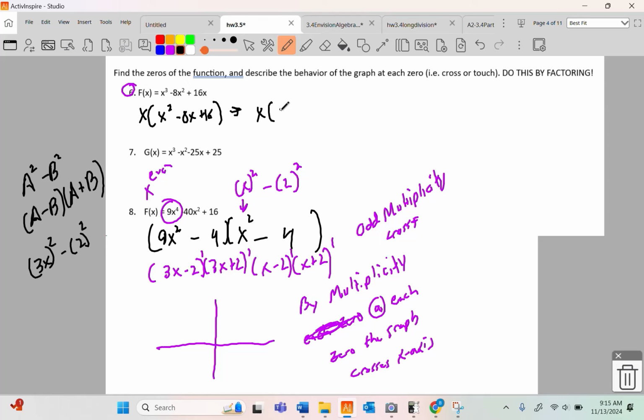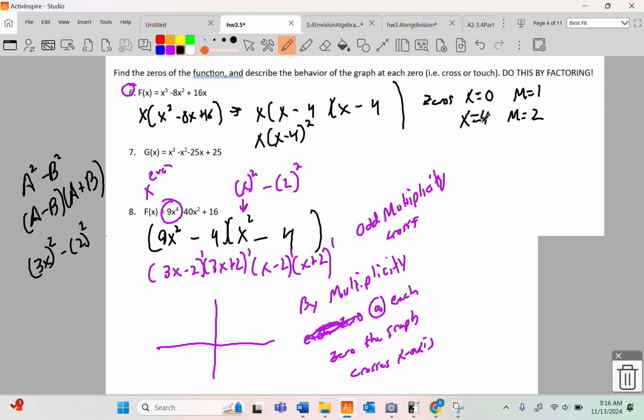To make an x squared, it takes an x and an x. Factors of 16 are 4 and 4. To add to a negative 8, they're both negative. Okay, so this one's kind of nice. This is x times (x minus 4) squared because it happened twice. So it's not too bad. Your zeros are x equals 0, which has a multiplicity of 1, and x equals 4, which has a multiplicity of 2.